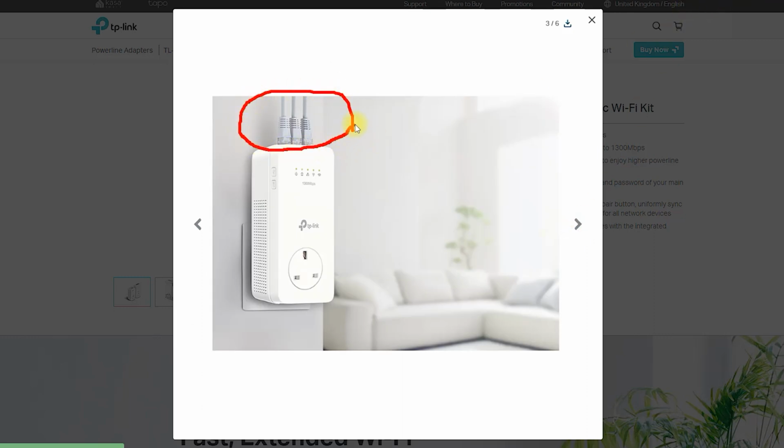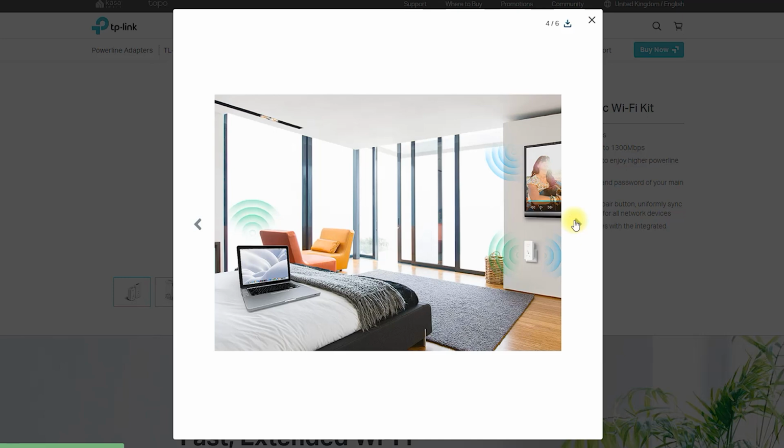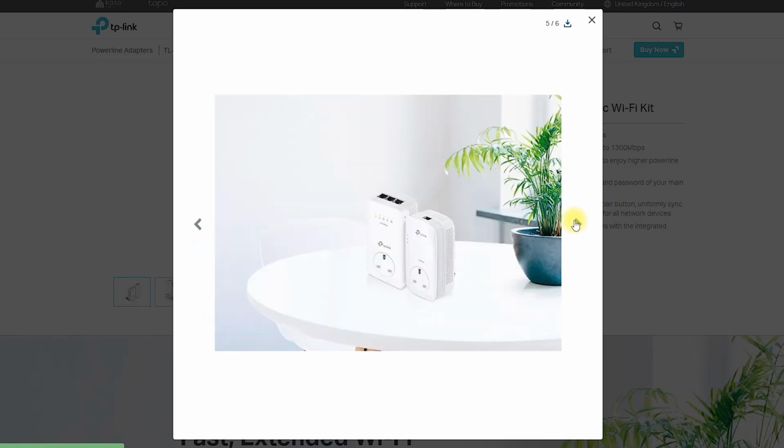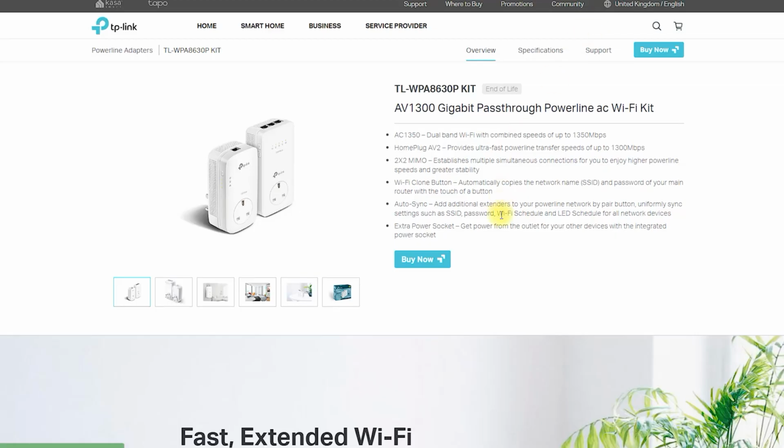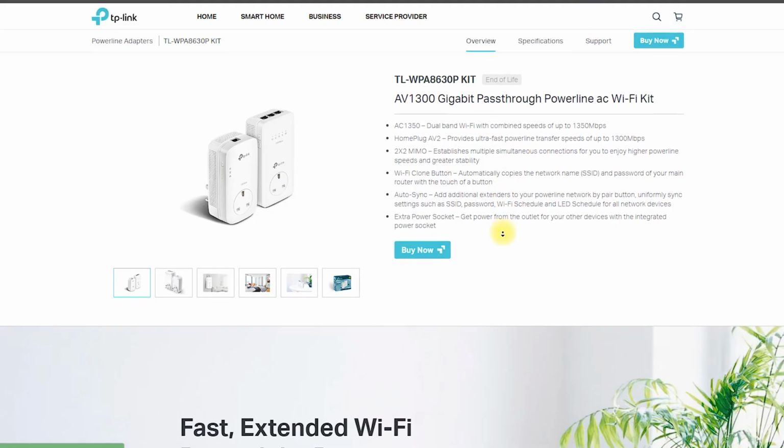Availability. The TL-WPA8630P kit is widely available through major online retailers such as Amazon, Best Buy, and Newegg. It is also available through brick-and-mortar stores like Walmart, Target, and Best Buy.